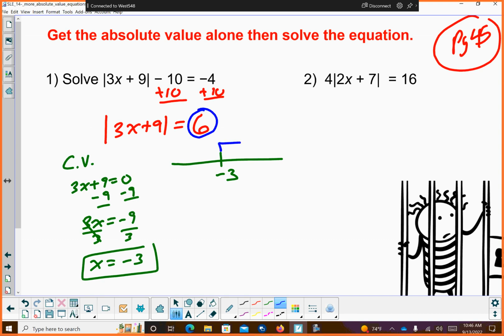Yep, so I'm going to go this way. 6 means I'm going to go plus 6. So something costs $3. I have $6 in my pocket. So -3 plus 6 is what? 3. And then if I go this way, I'm going to subtract 6. So -3 plus -6 is -9.